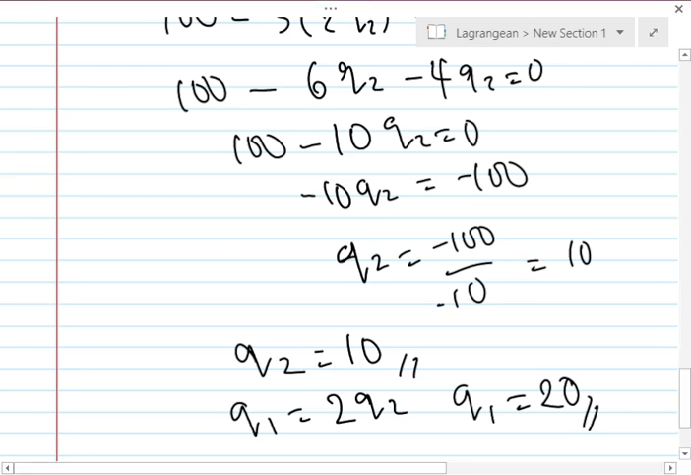Okay, in our last class we stopped at finding the q1 value and the q2 value. So now we can also find the Lagrange multiplier. That's to impute your q1 and q2 in either equation 1 or equation 2. Well, that's something I'm leaving out for you.